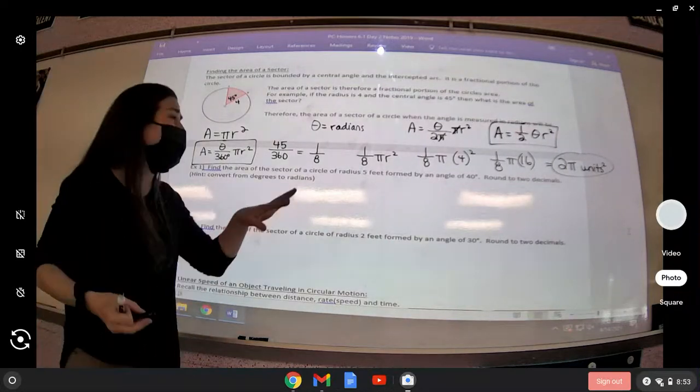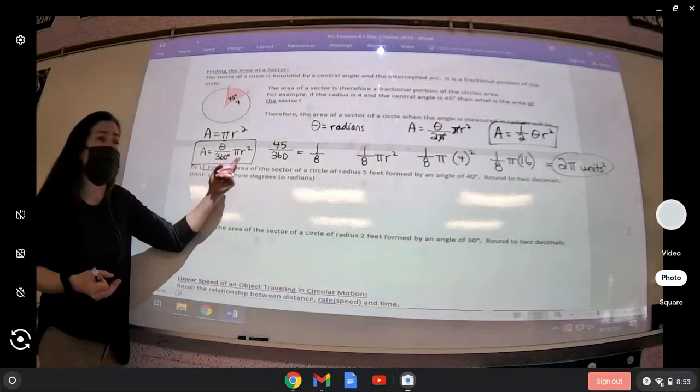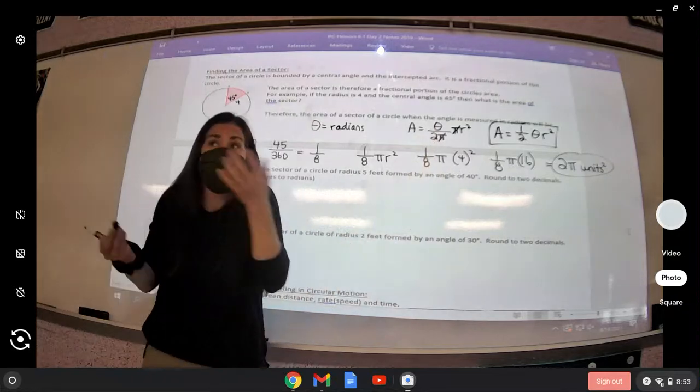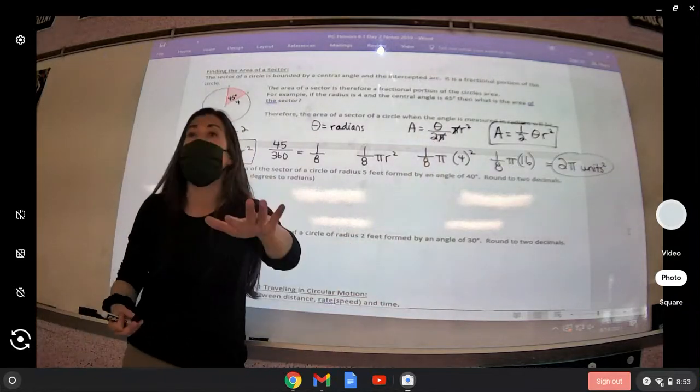But guys, to tell you the truth, I don't even go off the formulas. I just take my angle over 360 times pi r squared, or I take my angle over 2 pi times pi r squared. It's just a fractional portion of the area. And to me, that's easier to memorize. But you do what you got to do.